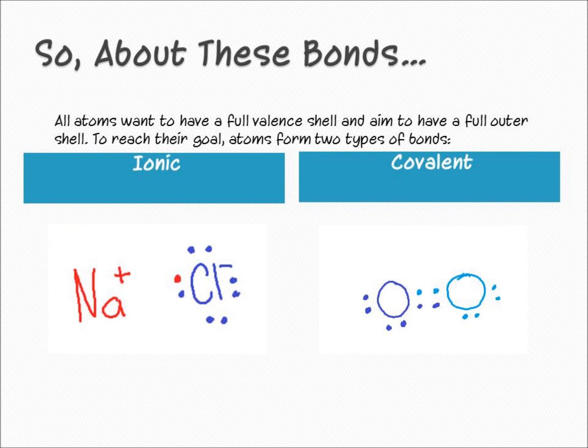So, why all the bonds? All atoms seem to want a full valence shell, and this goal can be accomplished by two different means: an ionic bond or a covalent bond. The images below may not make sense now, but hopefully, after watching this video, you'll be able to understand them.